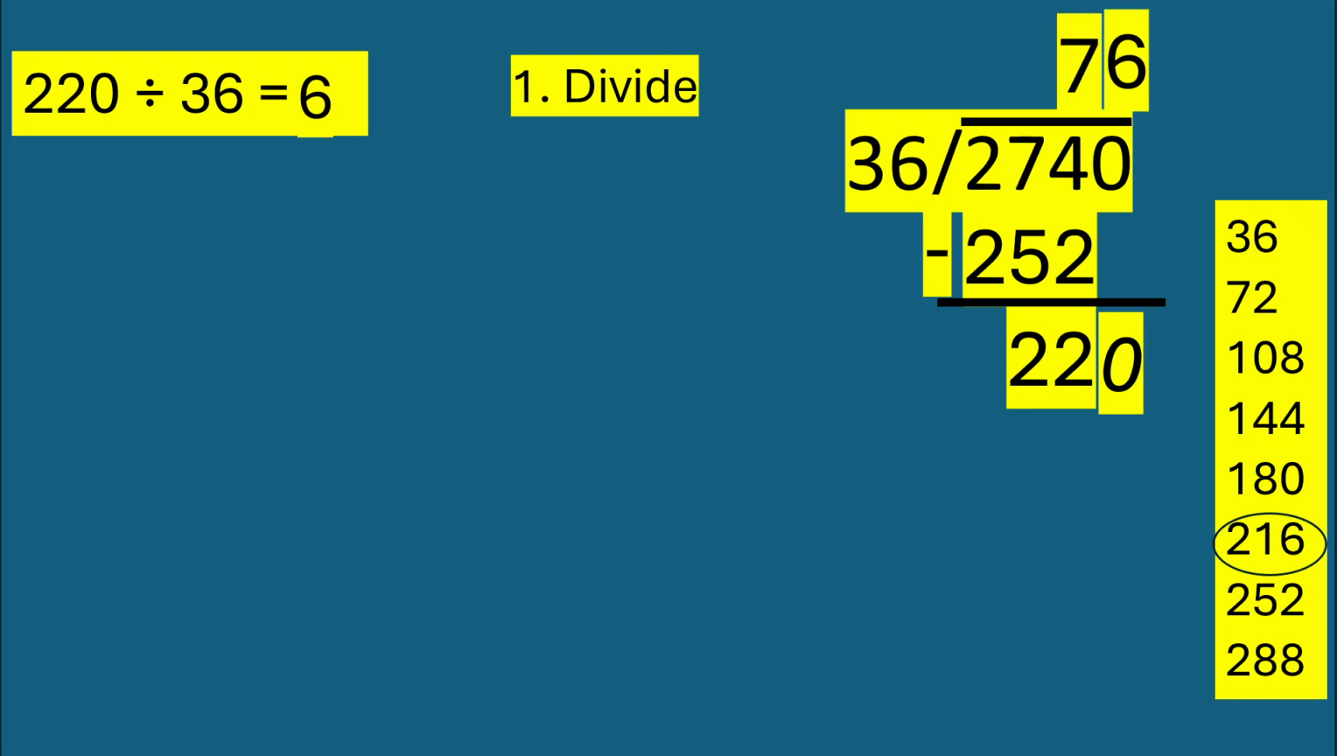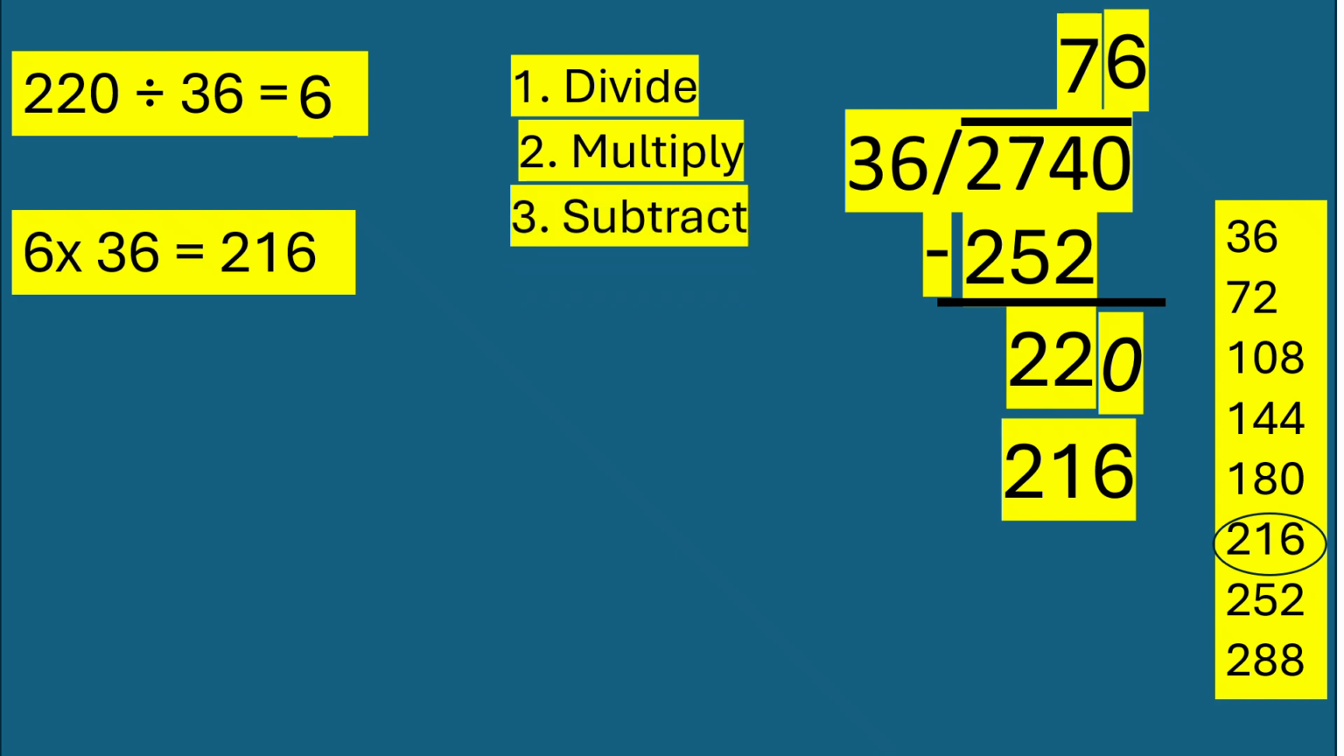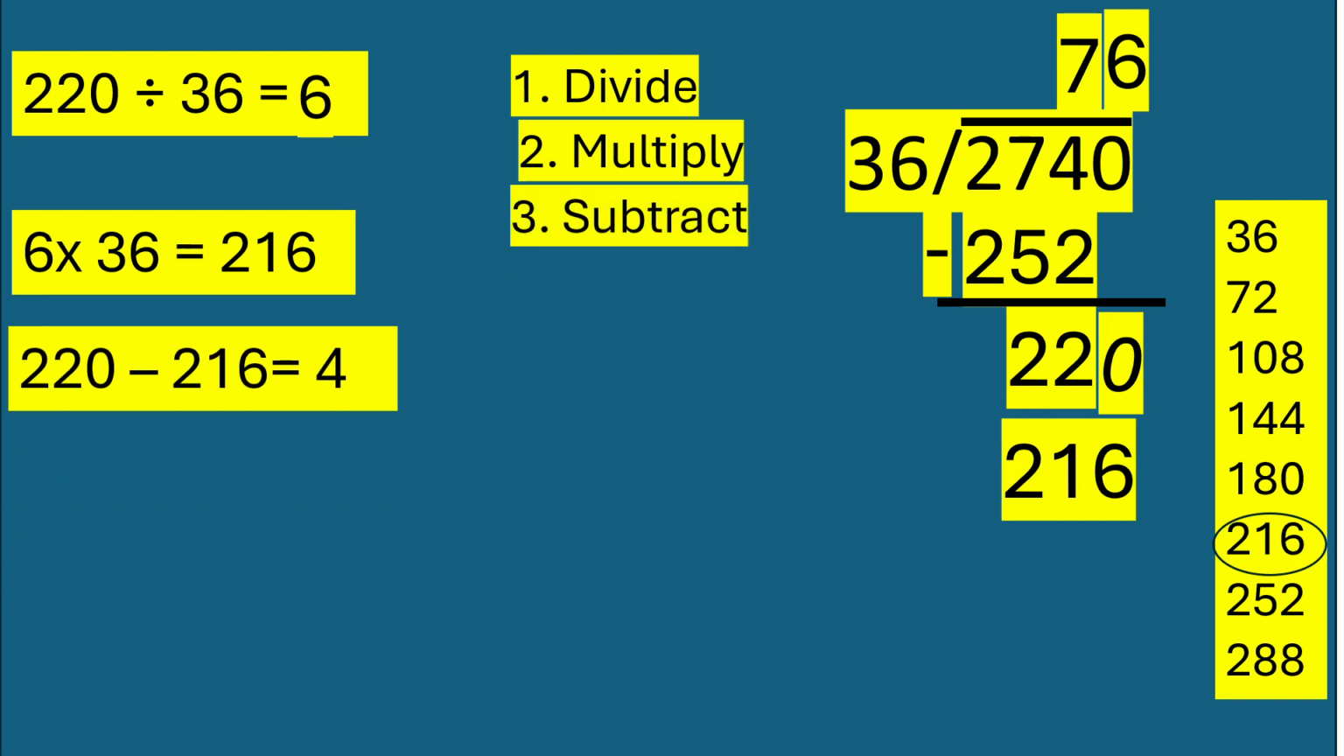And then we're going to multiply 6 by 36. 6 times 36 is equal to 216. Write 216 under 220. And then we're going to subtract. Subtract 216 from 220. 220 minus 216 is equal to 4. 4 is our remainder or leftover. So we have our quotient 76, remainder 4.